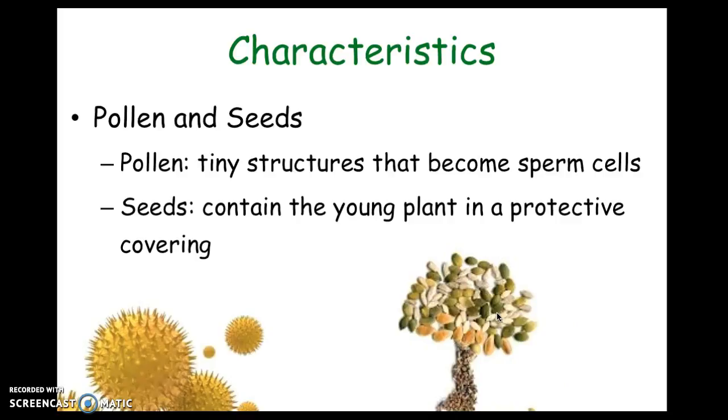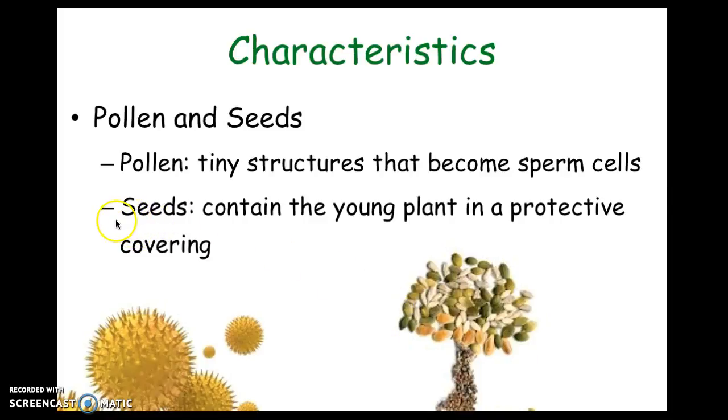Now, plants with seeds reproduce using seeds. A seed contains the young plant in a protective covering. But before a seed can form, pollen has to meet the egg cells. So pollen are tiny little structures that become sperm cells. When pollen joins with an egg cell and fertilizes it, we get a baby plant inside of a seed.